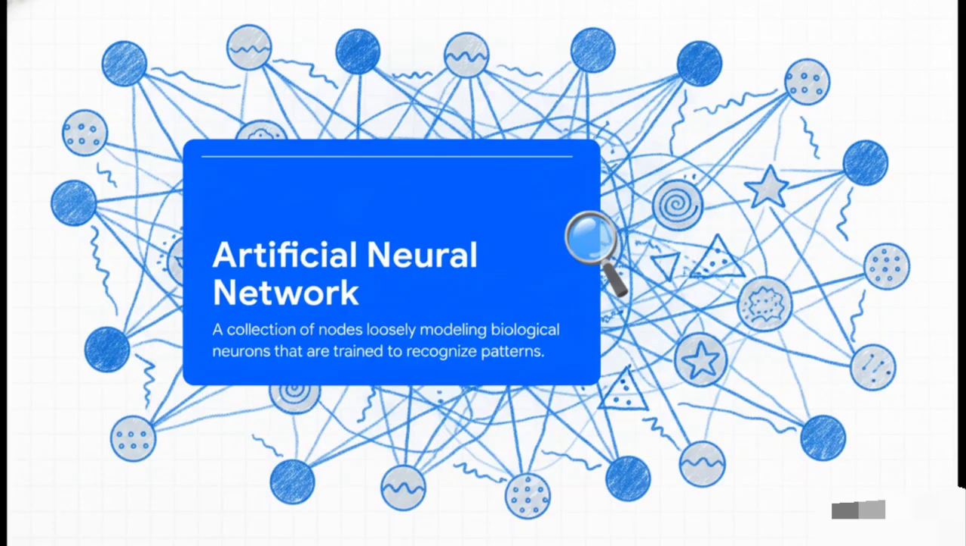And to do that, they looked for inspiration from the most powerful computer in existence, the human brain. This led to the development of the artificial neural network. Basically, it's a collection of artificial neurons, or nodes, trained to recognize patterns, loosely modeling the biological neurons in your own head. Once this network is trained on a massive amount of data, it can recognize those exact same patterns in entirely fresh, unseen data.